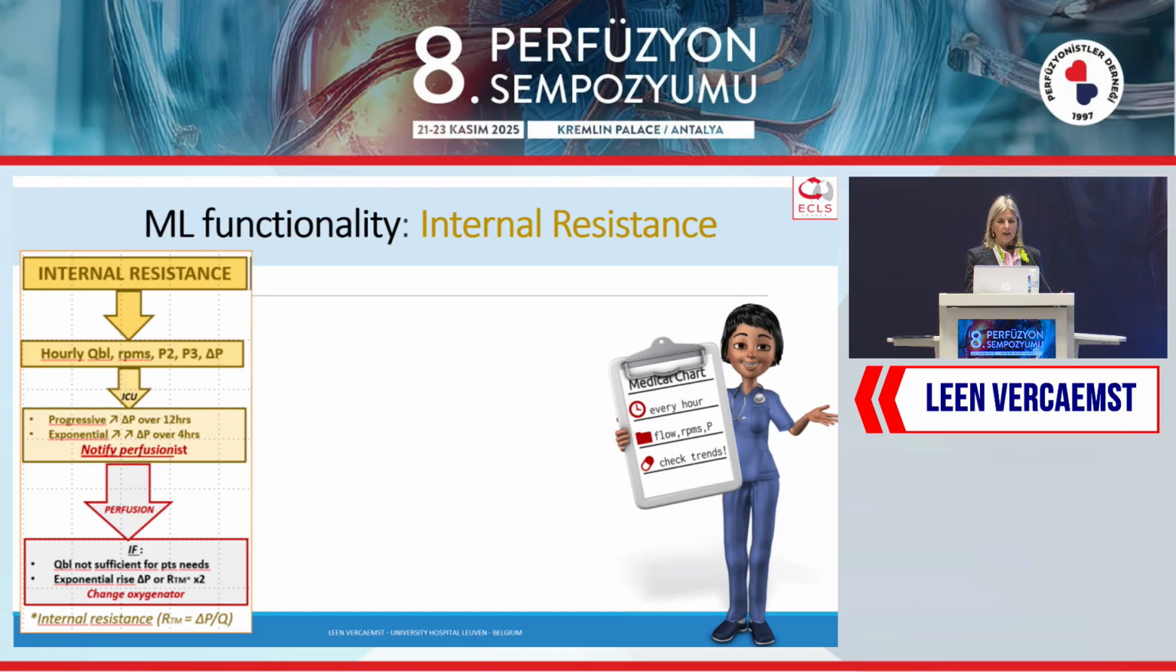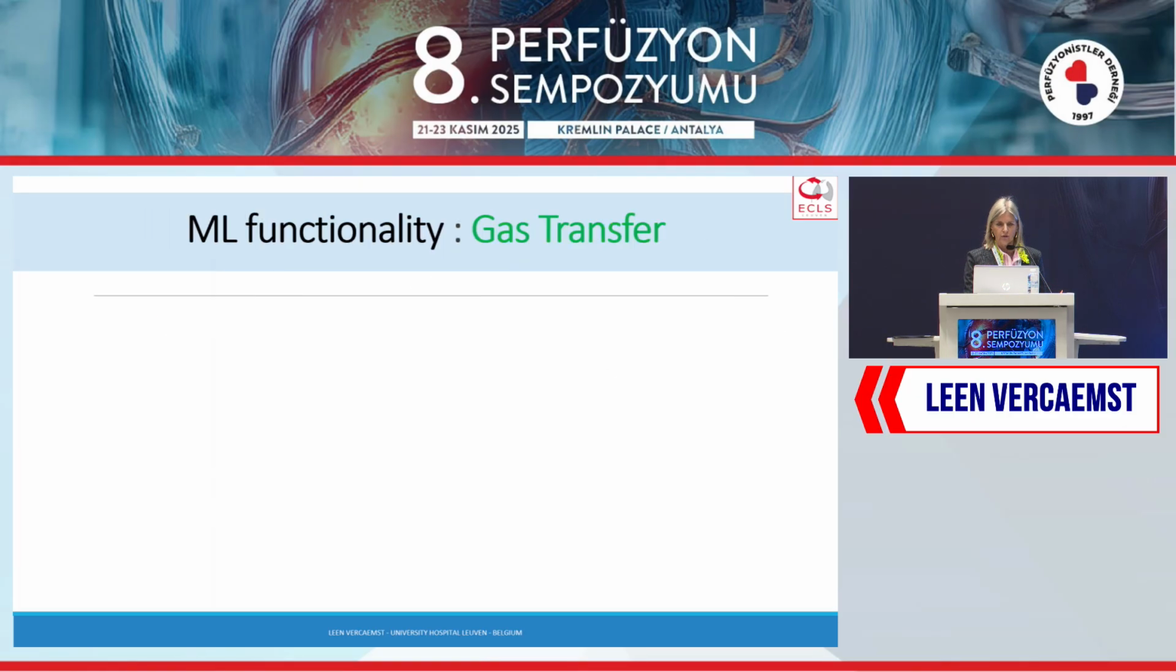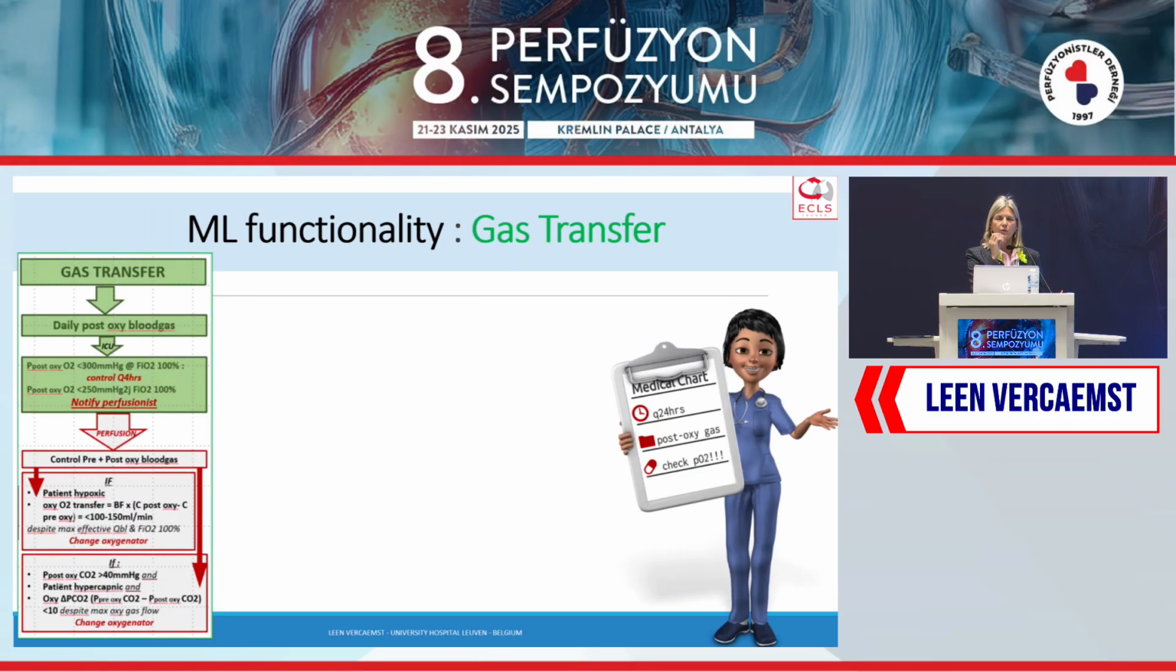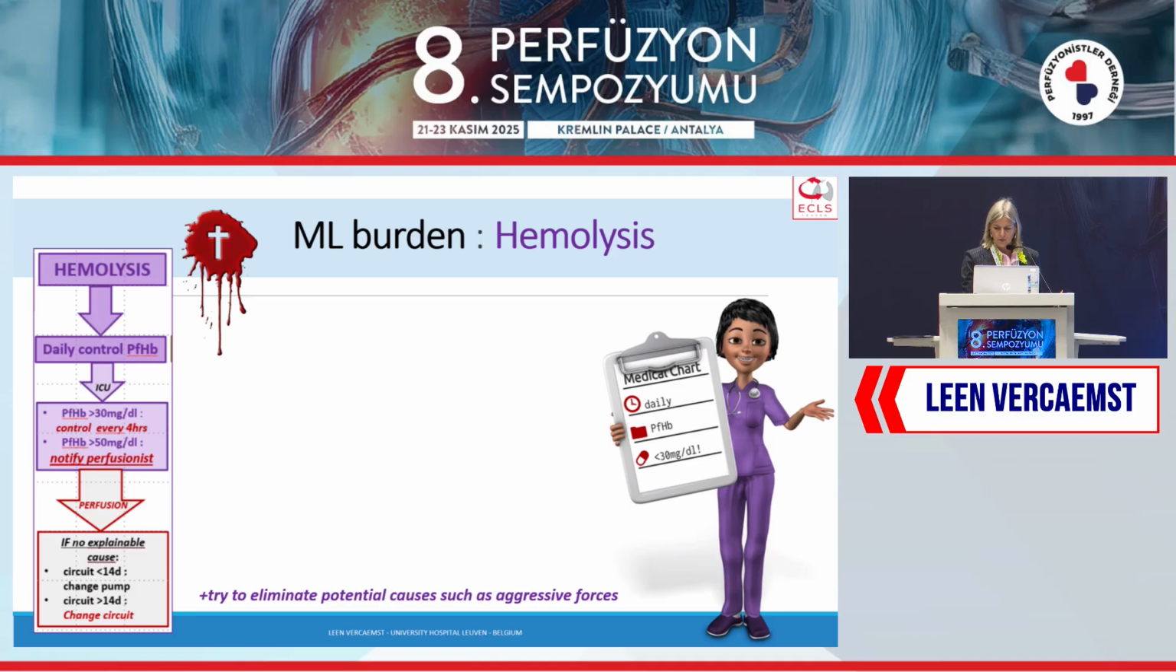Just to go over the 4 pillars very quickly. So it's internal resistance. We have this trend we follow, and as soon as we define very well if it goes up like this or if it goes exponentially, that's the action the nurse has to take, and that's the action the perfusionist has to take. The same with gas transfer. We define very well what gases they have to check, what's supposed to be the number. For example, if your post-oxygenator gas drops below a certain level, you have to recheck. If it drops further, you have to call the perfusionist. And then also the action of the perfusionist is defined.